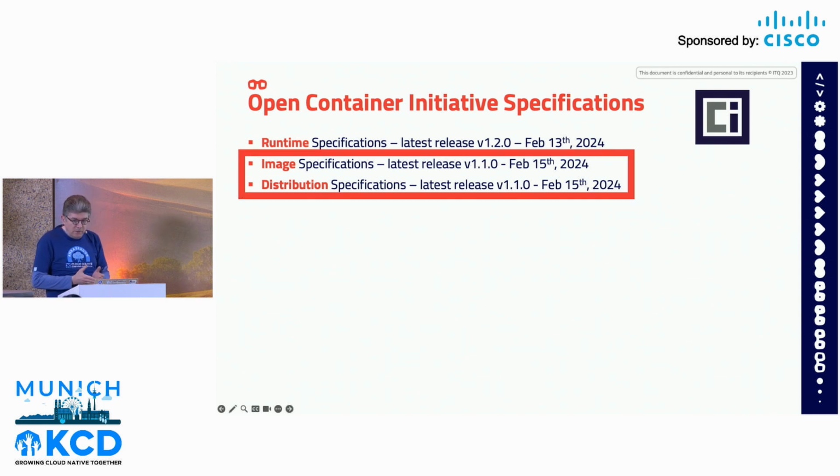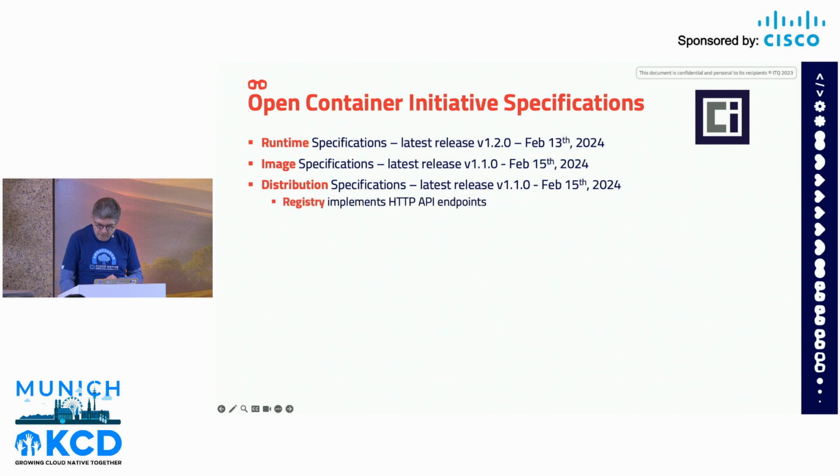These two, the image and distribution specs, were updated a few months ago. You see the date here in February. The main update was adding content: anything can be pushed on an OCI registry, not only images. So I will call them artifacts in the next slides. And you can have relationships between components inside the same repository, and we will see in the next slide how it is managed.